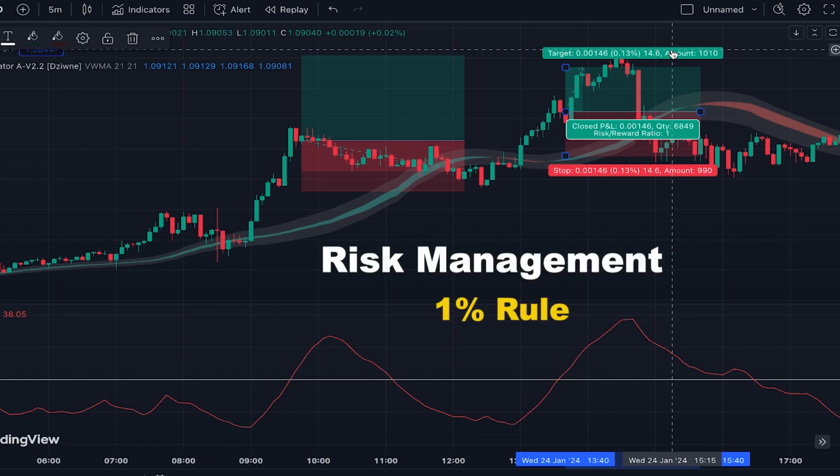There is a risk management strategy that is called the 1% rule, and it's a perfect choice for short-term trading. I have a complete guide on this. The link is also placed in the description, and I highly recommend you watch it because without a proper risk management strategy, you cannot become a successful trader.